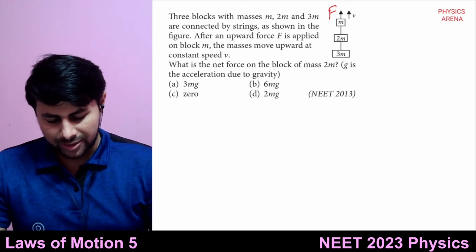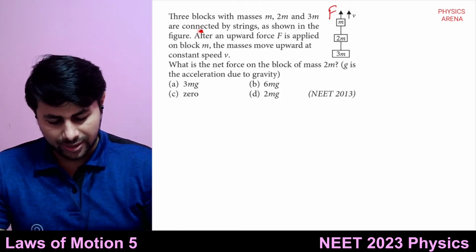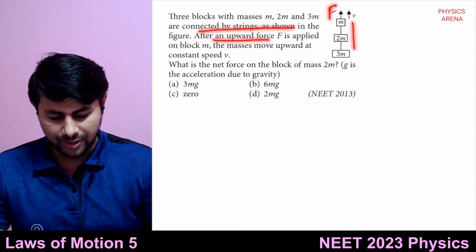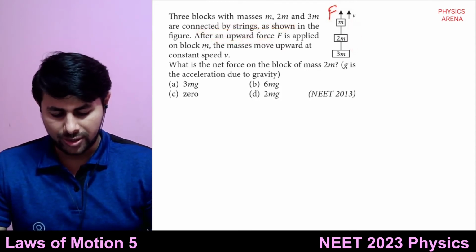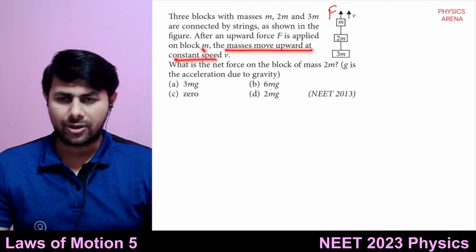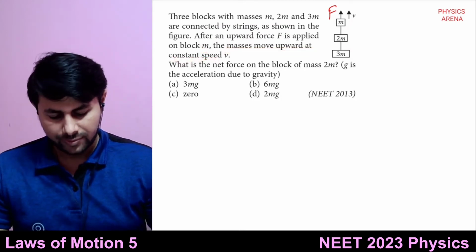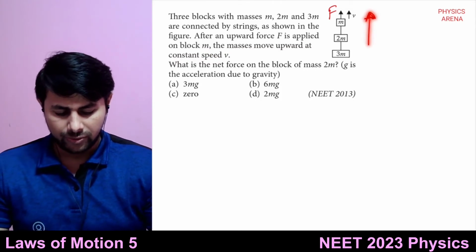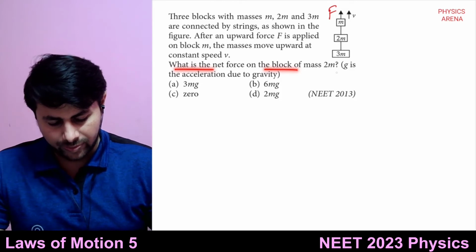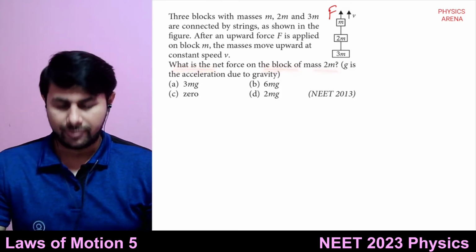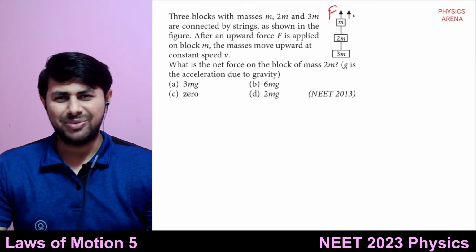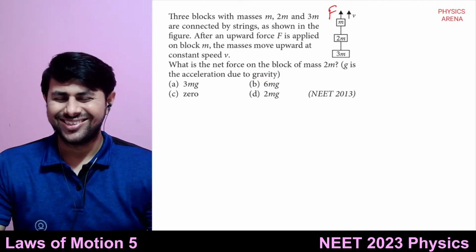3 blocks of masses m, 2m, 3m are connected by strings as shown in the figure. After an upward force, capital F, is applied on block m, the masses move upward with constant speed v. Masses are moving upward with constant speed v. What is the net force on block of mass 2m? g is the acceleration due to gravity. It would be 0, yes or no?